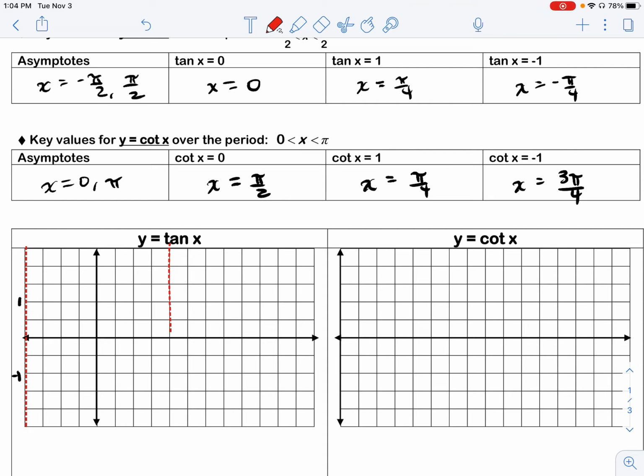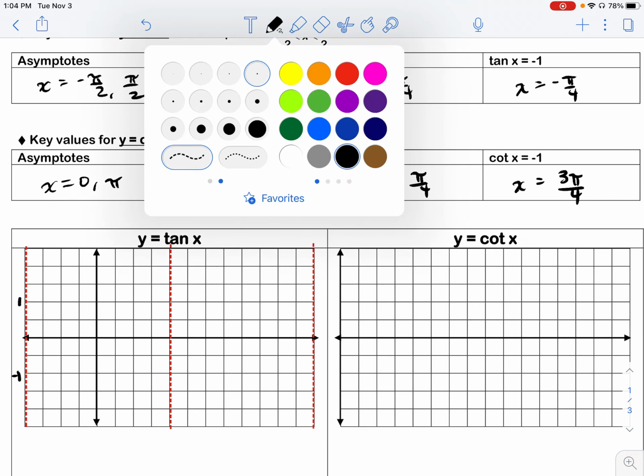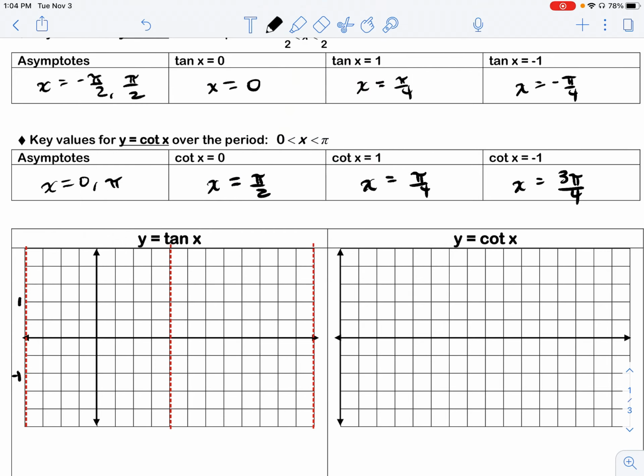I probably should have labeled my axis first before I started drawing the asymptotes. But let's just leave these in here, and then I'll come back and label my x-axis. So let's go back to this. Okay, so we have asymptotes occurring at negative pi over 2 and at positive pi over 2.